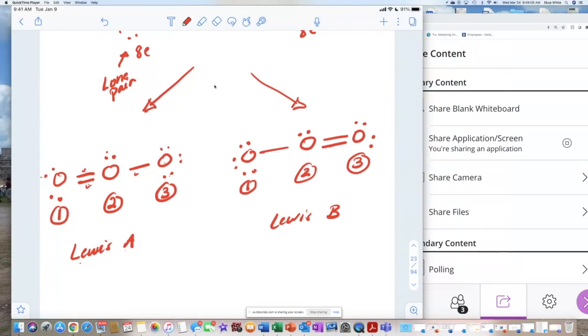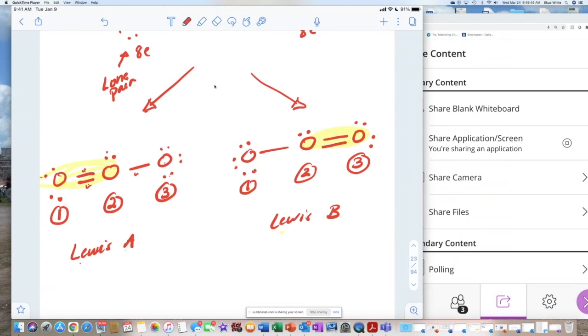Then on the second Lewis structure, called Lewis B structure, the double bond this time is between oxygen 2 and 3. You see how that makes it different? You stated that the double bond is between two different oxygens. Here the double bond is between 2 and 3, here it is between 1 and 2, and that's how they are different. The environment of 2 and 3 is not the same as the environment of 1 and 2. And for Lewis B structure, the single bond is between 1 and 2. So by virtue of that, in the world of chemistry, these are different.